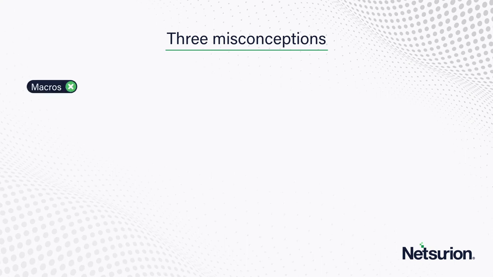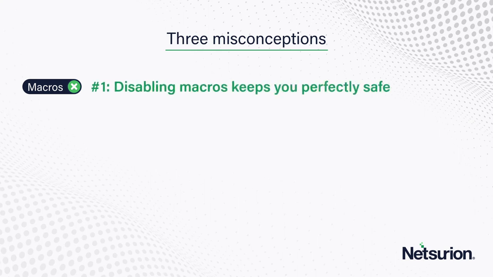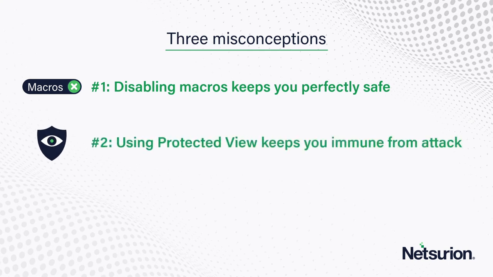One is that disabling macros, which was known to be problematic in years past, which is now the default, by the way, in Microsoft Word, keeps you perfectly safe. Another one is that there is this new feature called protected view that prevents Word from running arbitrary things. And so if you use protected view, why then you can be immune from attack.